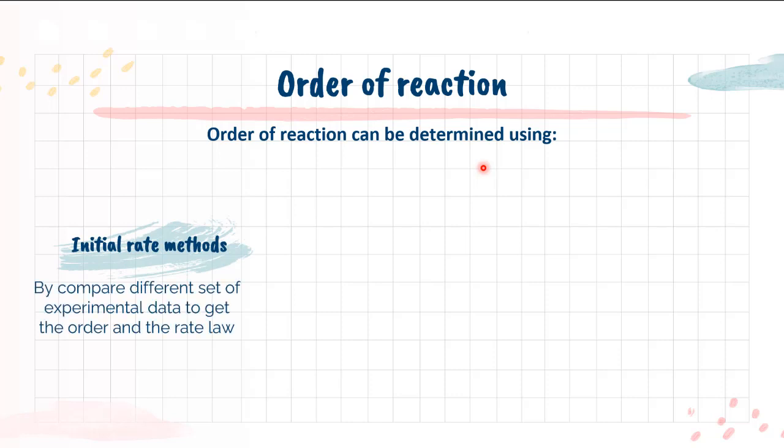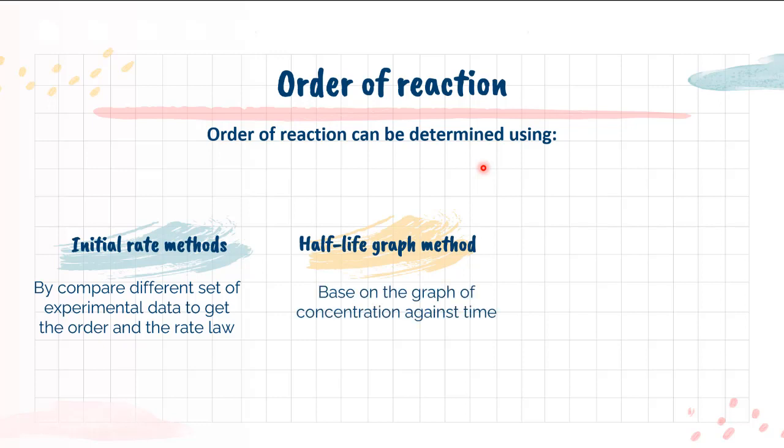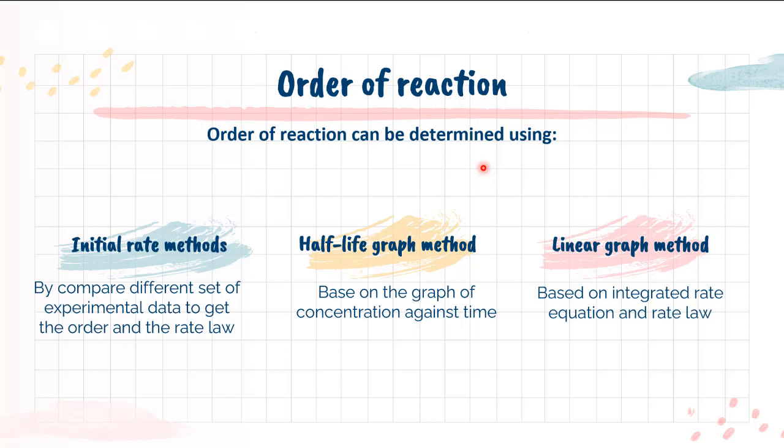For this method, we compare different sets of experimental data to get the order, and only then will we be able to get the rate law. Secondly, the half-life graph method. For this method, we need to plot the graph of concentration against time and look at the trend of the half-life. Lastly, the linear graph method. For this method, we need to plot the graph based on integrated rate equations for zero order, first order, and second order to see which graph will give you a straight line.